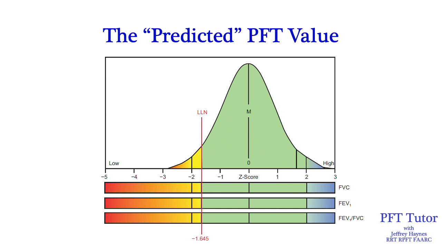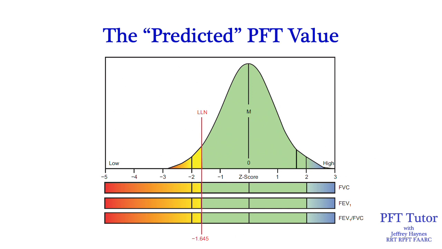A predicted PFT value is the average value derived from the normal subjects used to generate the reference equation. If the reference equation data is distributed normally into a bell curve, the average or mean, or some equations use the median, is at the center of the bell curve, shown right here. The predicted value is often referred to as 100% of predicted, which might imply perfect health. However, the predicted or 100% of predicted value is the 50th percentile, just average.